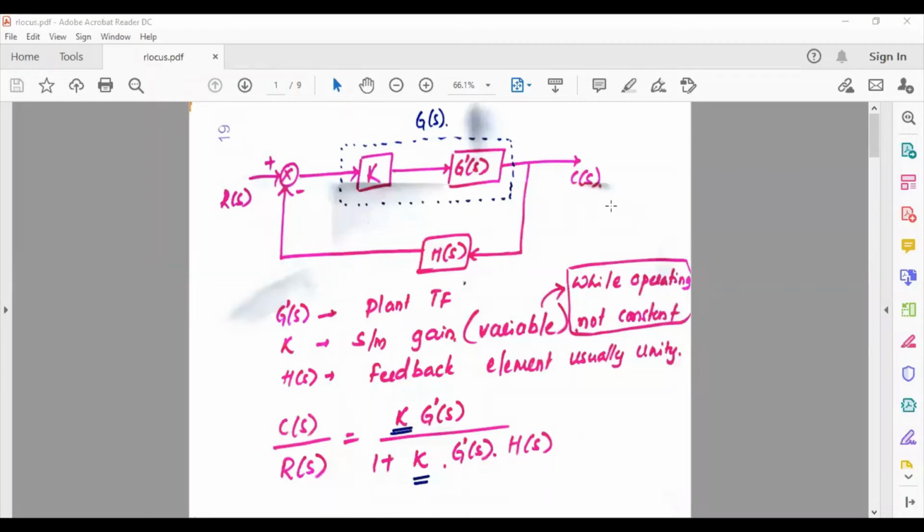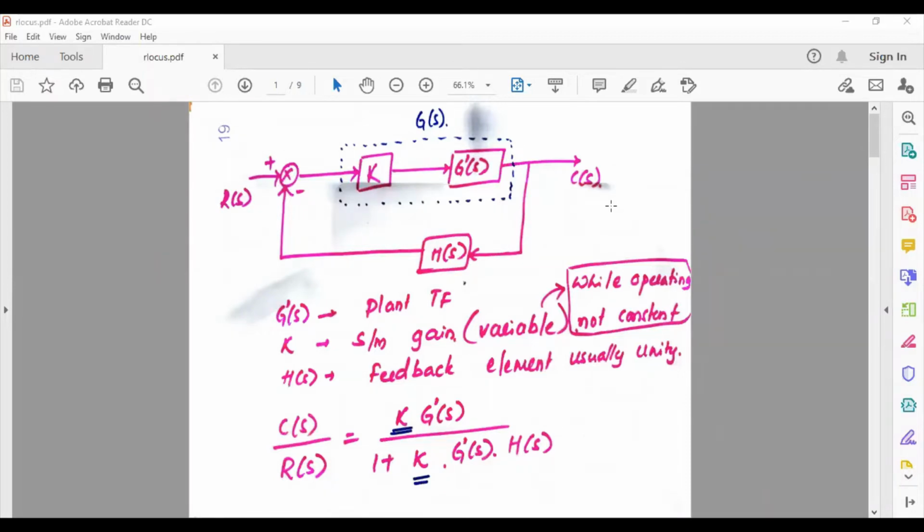Locus is actually a very easy topic, a very conceptual topic. But if you refer to any textbook or online resources, it will be quite difficult to follow, because many people do not explain why we need root locus. Why do we need root locus and what is it about? That is one lack I have found in many resources.